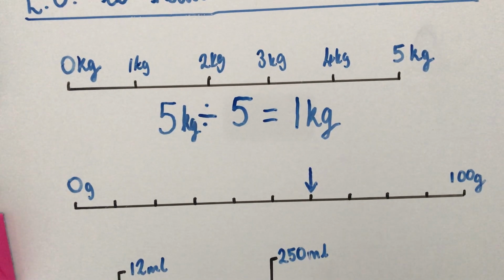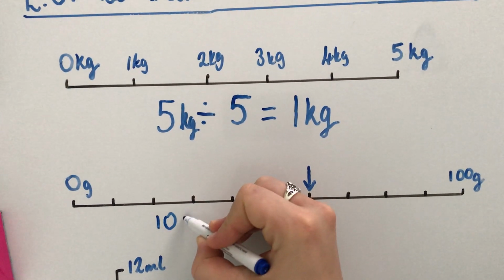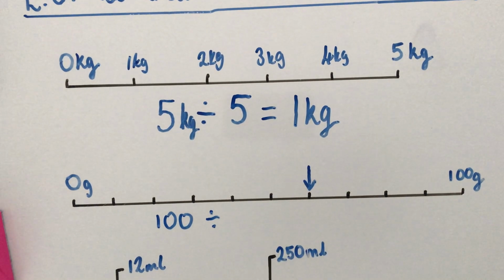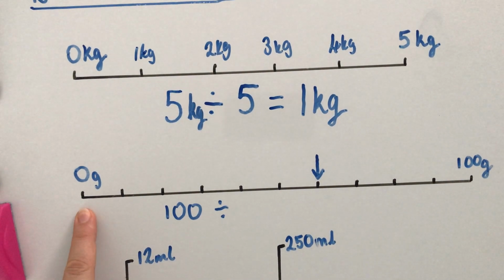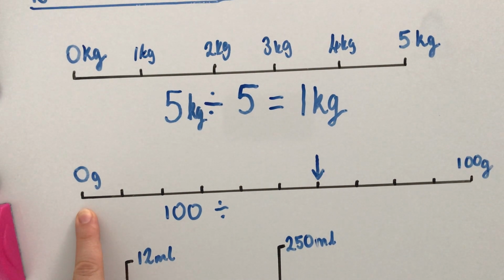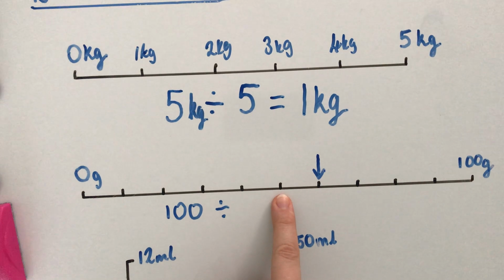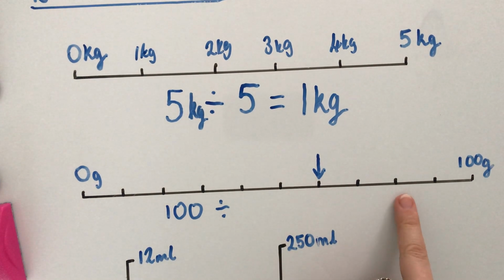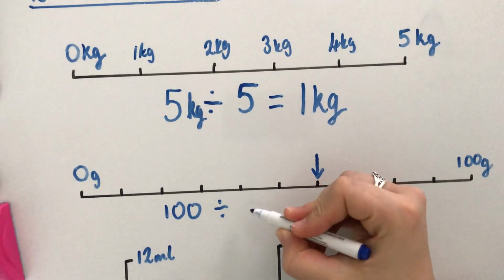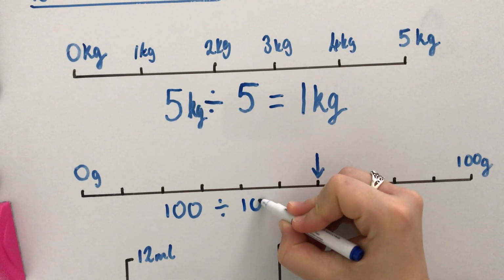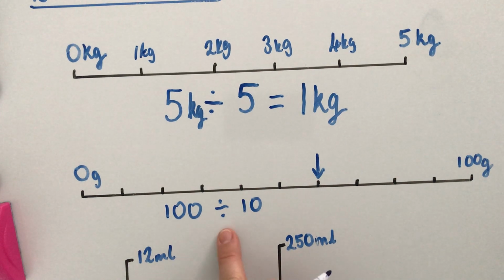Okay, so we know that our number here is 100 grams. So I'm going to put 100 first. So it's going to be 100 divided by something. Can you see that? So from 0, we're going to count on how many increments are on our scale. 1, 2, 3, 4, 5, 6, 7, 8, 9, 10. Brilliant. Okay, so we know that there's 10 increments and our first number is 100 grams. So we need to divide 100 by 10.